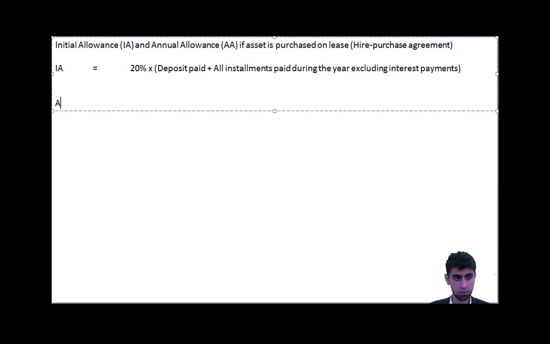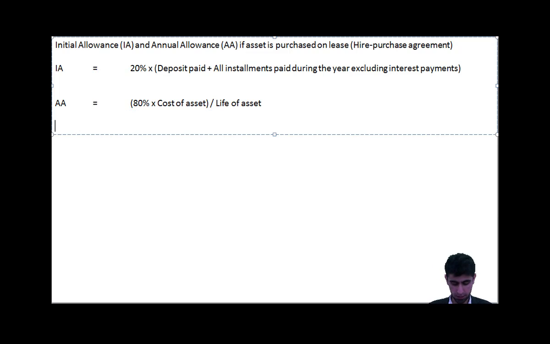Okay, annual allowance is going to be the same thing, 80% times cost of asset divided by life of asset. So in this case we are going to take the total cost of asset, not the amount that we have actually paid, in order to calculate the annual allowance. So that's how you calculate the allowances if the asset is purchased on lease or hire purchase agreement.